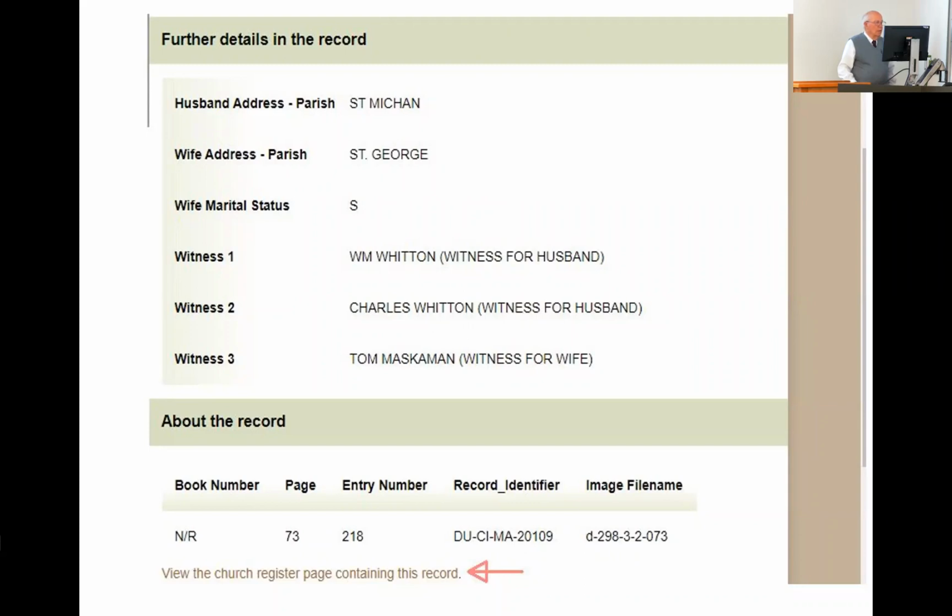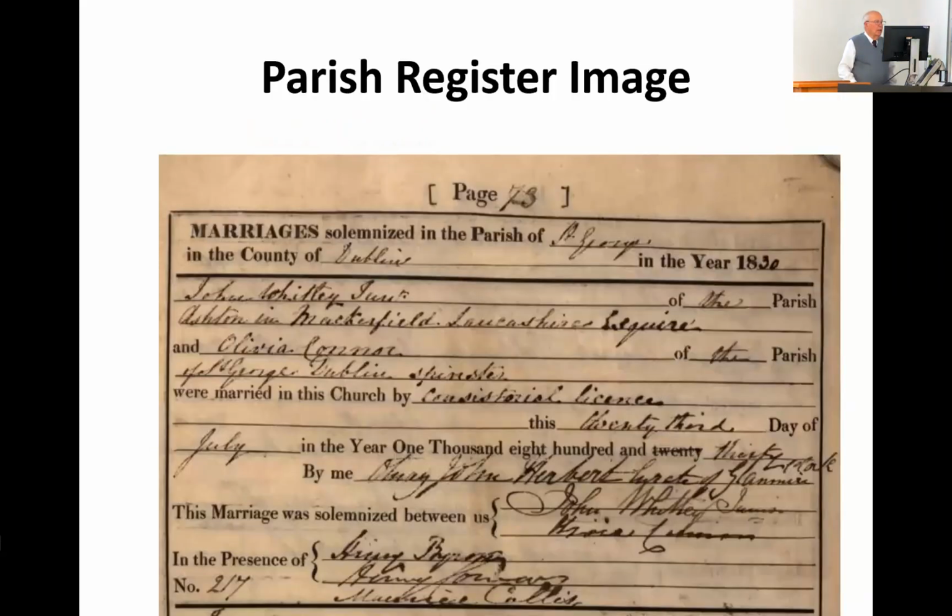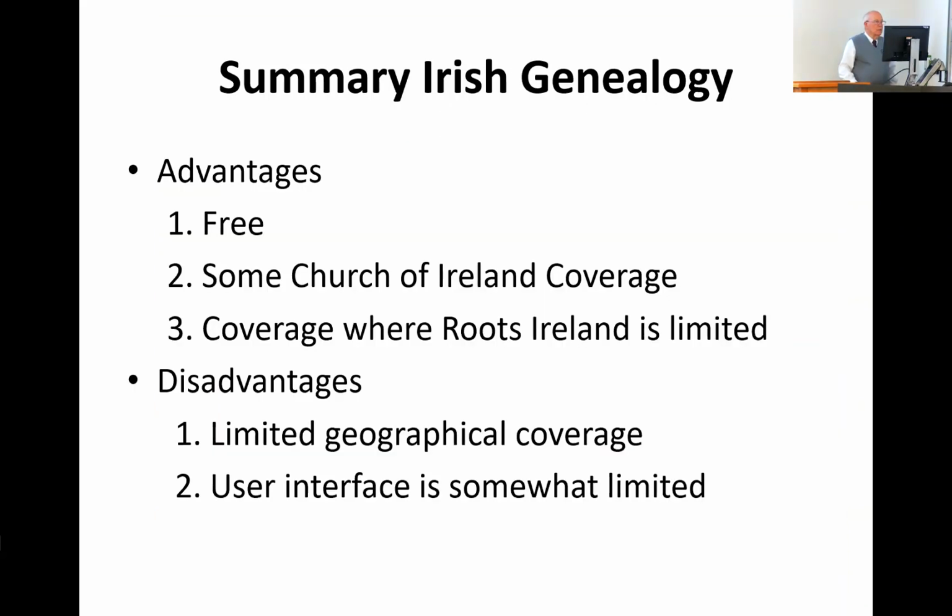Now we're going to look at the church register page, and here it is. This is a record from the Church of Ireland in Dublin. Now, to summarize Irish Genealogy's advantages, it's free, and it has some Church of Ireland coverage where Roots Ireland is limited. Its disadvantages are that it has limited geographical coverage, and the user interface is somewhat limited. It has excellent coverage for County Kerry, County Dublin, and Western County Cork, and also has Church of Ireland records for County Carlow.